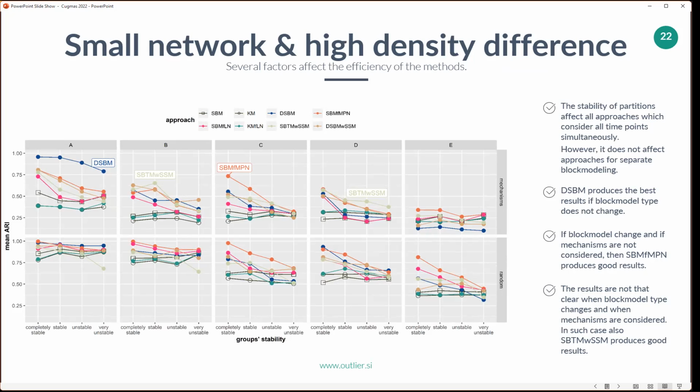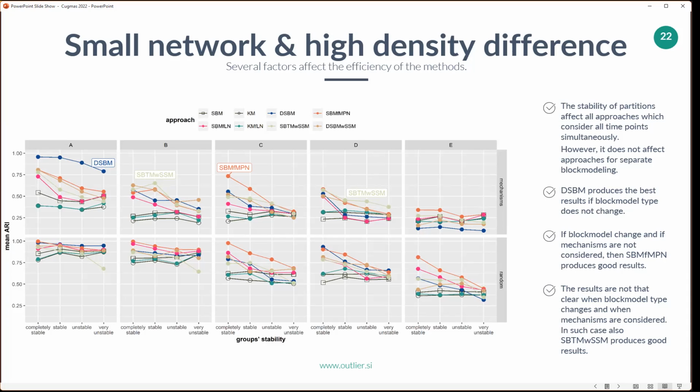You can see that the stability of partitions affects all approaches which consider all time points simultaneously, so these temporal block modeling approaches. But it does not affect approaches for separate block modeling. These are stochastic block modeling and k-means. You can see quite clearly here, for example, that they are not affected by the stability of groups. But the approaches that consider this temporal dependency are affected by group stability, but you can see that their corresponding ARI values are quite a bit larger, which means that you would still benefit by using these temporal block modeling approaches.